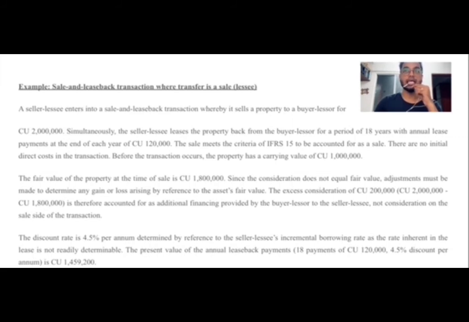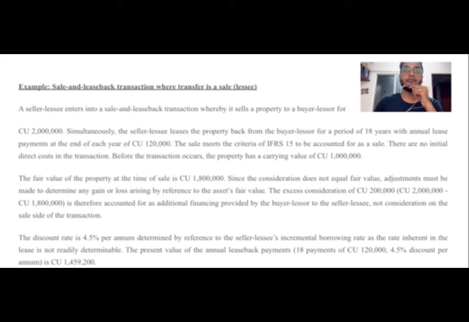The fair value of the property at the time of sale is CU 1,800,000. Since the consideration does not equal fair value, an adjustment must be made to determine any gain or loss by reference to the asset's fair value. The excess consideration is CU 200,000. Okay, we get the CU 200,000 by subtracting CU 1,800,000 from CU 2 million.